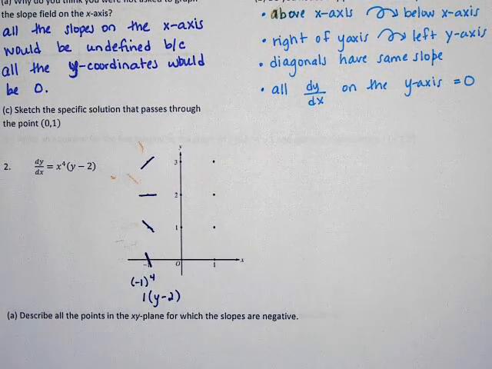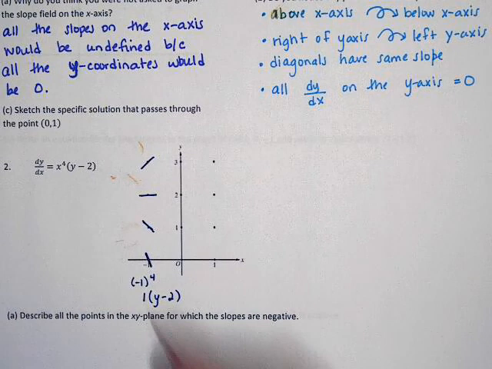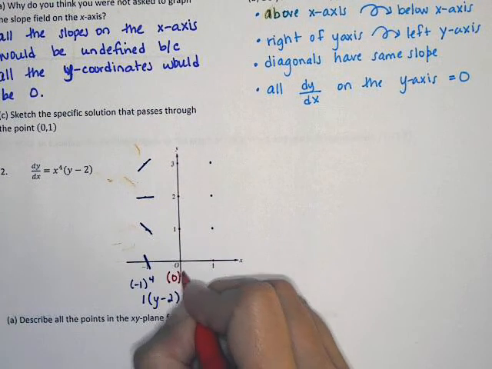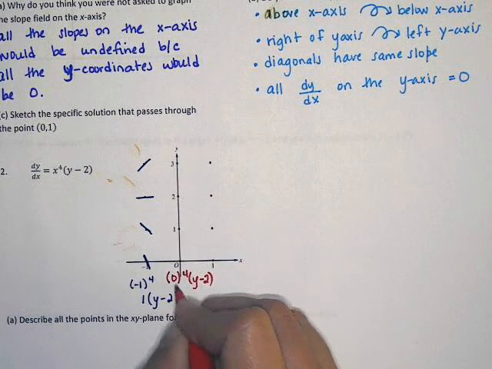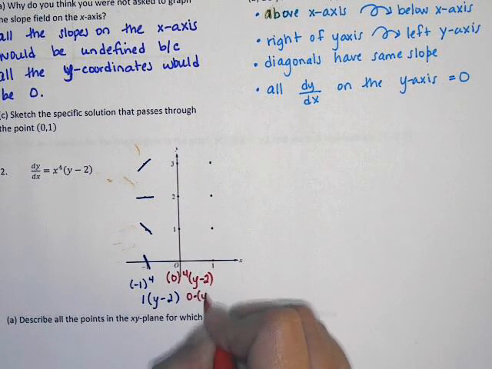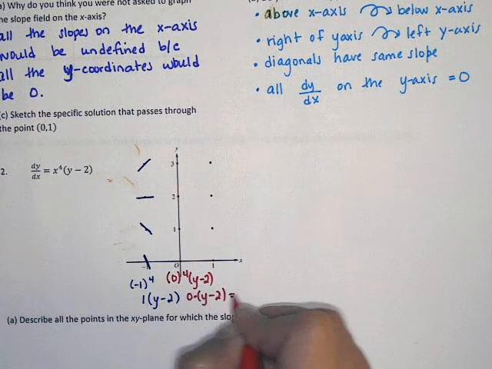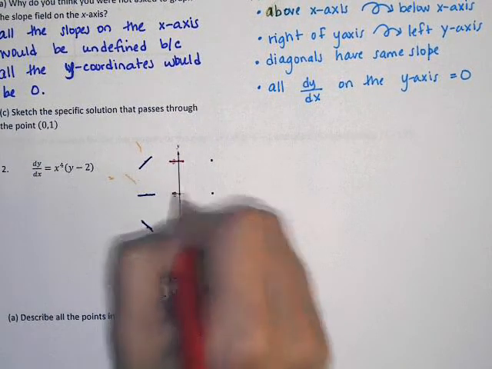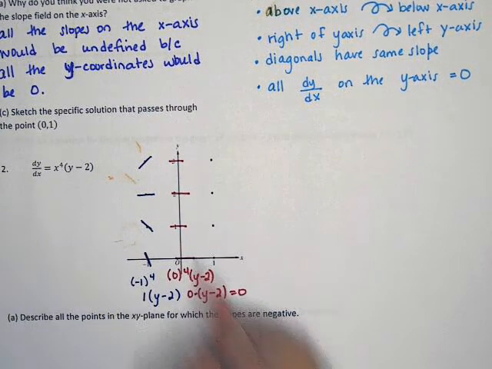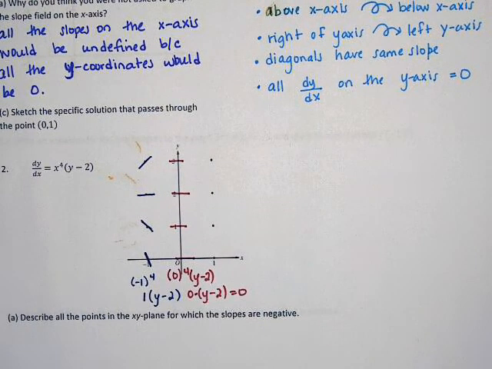Now I'm going to look for what happens when the x is 0. So in this column, I'm going to do 0 to the 4th times y minus 2. 0 to the 4th is 0, and 0 times y minus 2 is going to give you 0 every time. So in this column, all the slopes are 0.